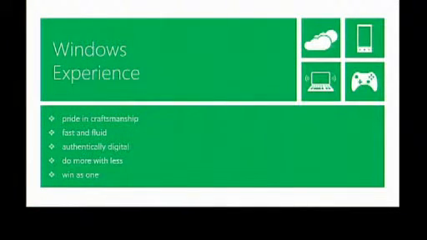So when it comes to this new style of application, think pride and craftsmanship. Think about the type. Think about the grid that's in the background. It's not new thinking. It's something that's been there for a long time. Fast and fluid when it comes to your animations. When it comes to the language that you're using, make sure there's a fluid experience from start to finish.